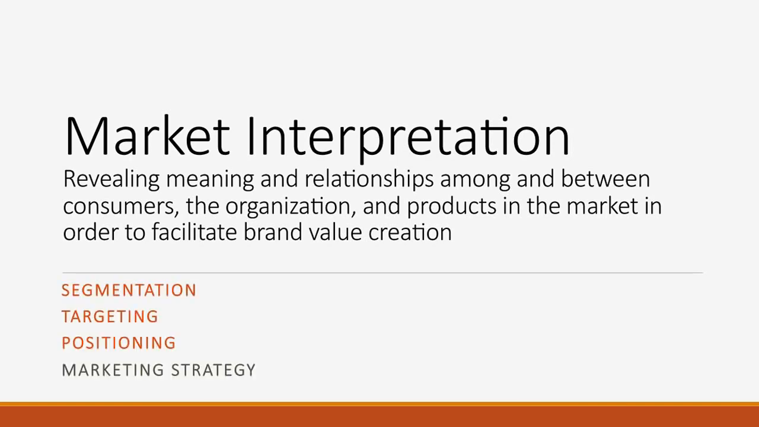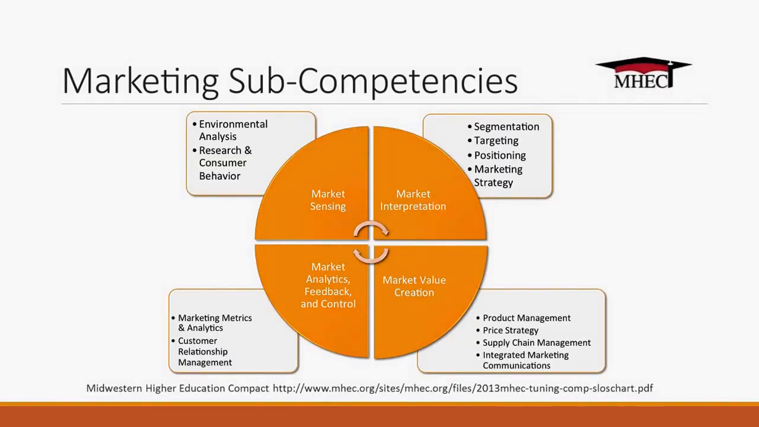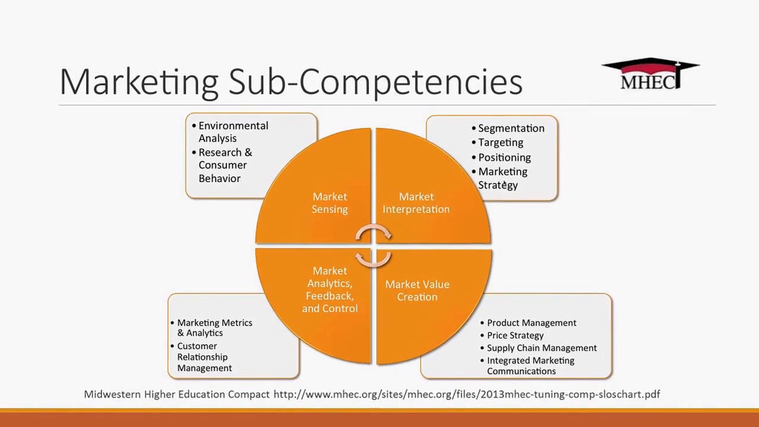So let's talk a little bit more about this concept of market interpretation, and we're going to break that down into several sub-competencies: segmentation, targeting, positioning, and marketing strategy. We will cover the top 3 in this lesson. Just to review where we were before, previously we were talking about the concept of market sensing, which involves environmental analysis and research and consumer behavior. As I mentioned earlier, we're going to be moving now into the concept of market interpretation with these sub-competencies.